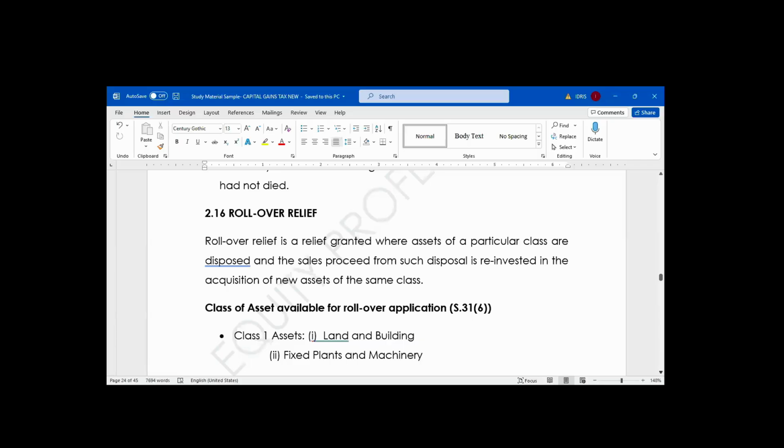When you dispose a land, that sales proceed, you must use it to buy another land. That is what rollover means. Now, what are the classes of assets according to the Capital Gain Tax Act? What are those assets that you can claim rollover on? You should know it is not all the assets rollover apply to. It is stated in the Capital Gain Tax Act, those assets that rollover relief can apply to.